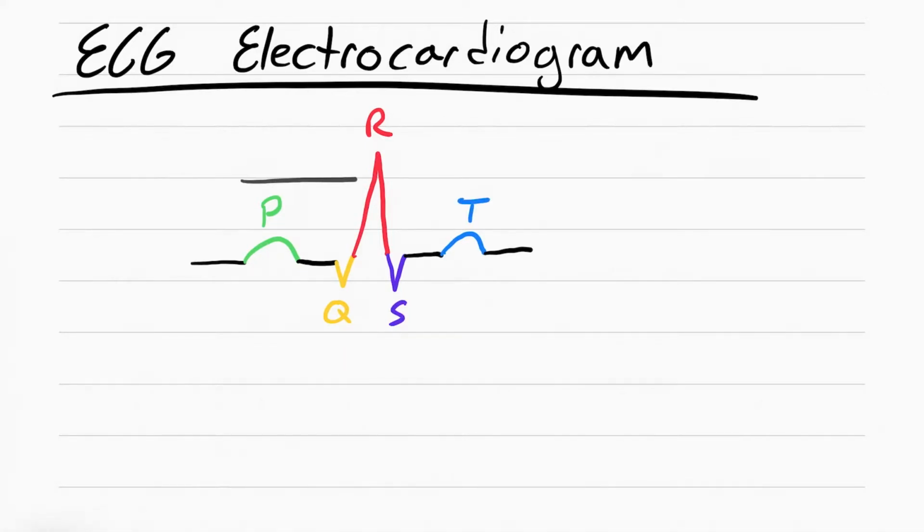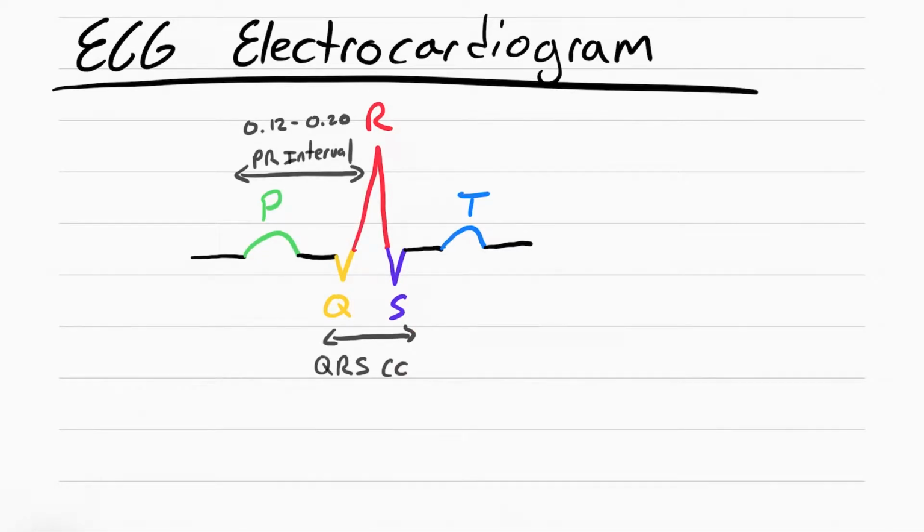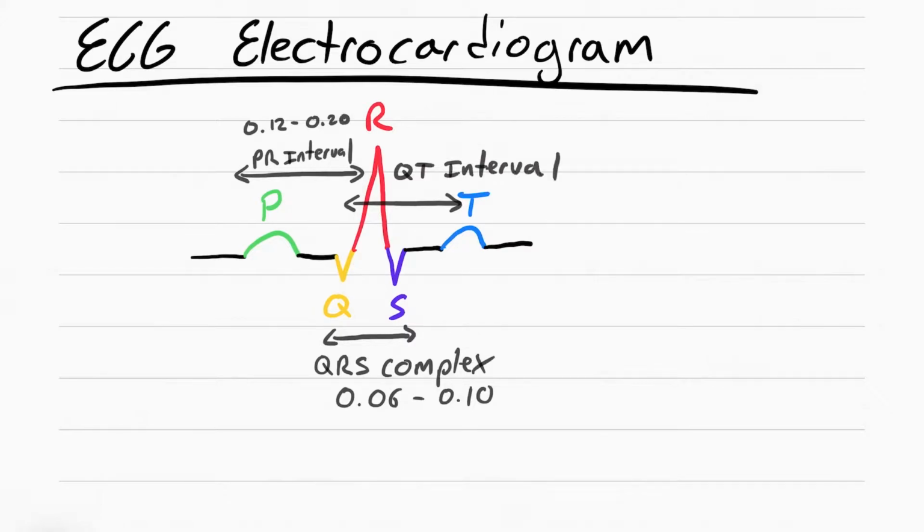For example, the space between the P and the R is called the PR interval, and this is 0.12 to 0.2 seconds apart. The QRS complex is 0.06 to 0.1 seconds apart. There's also the QT interval, which is the space between the Q and the T, and this is 0.4 seconds.